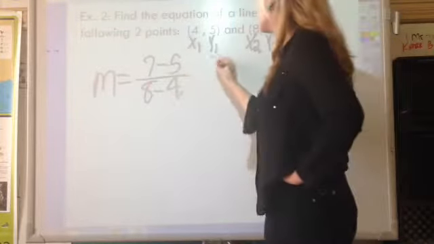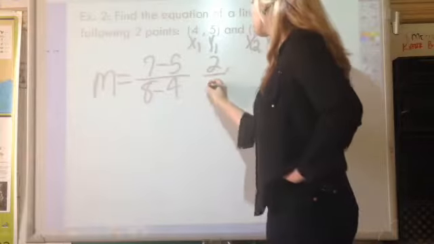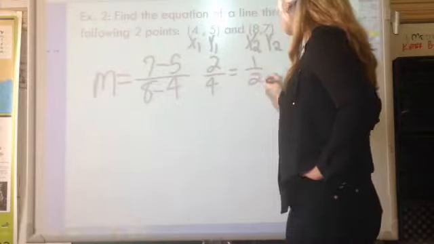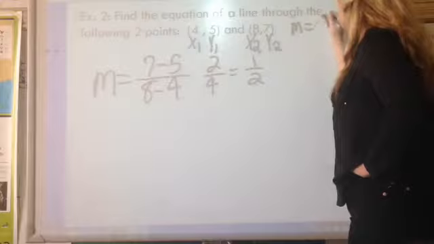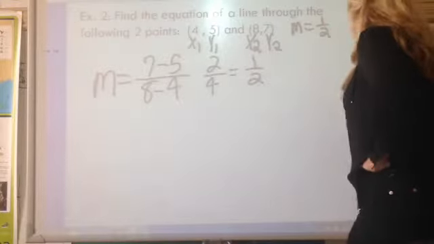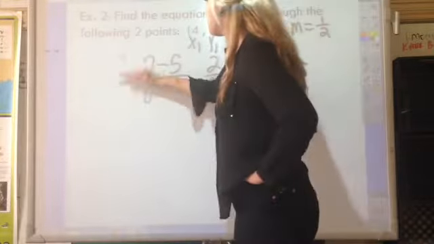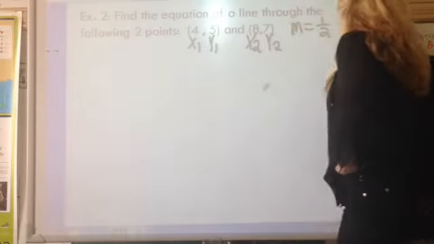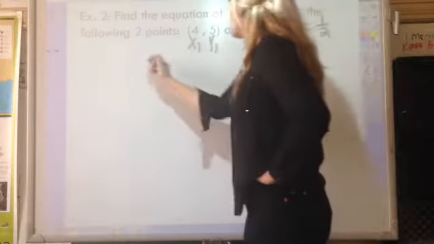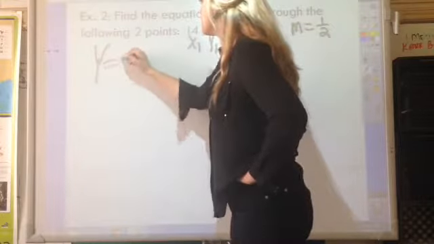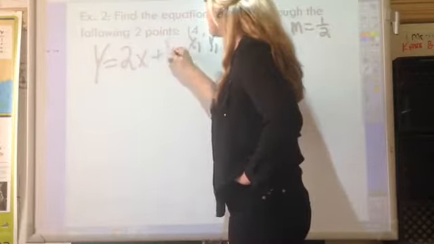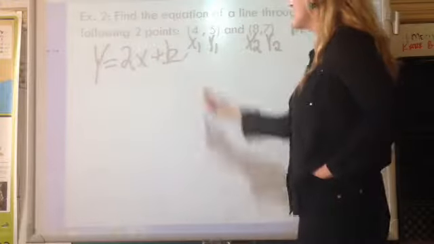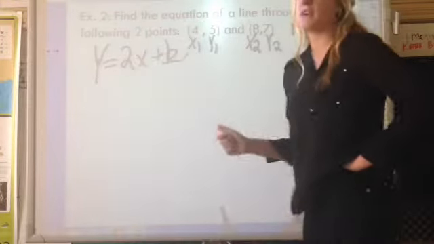7 minus 5 leaves me with 2. 8 minus 4 leaves me with 4. This reduces down to 1/2, so I know that m equals 1/2. Now all I have to do is plug m into my equation. Right now I have y equals mx plus b, and I need to figure out what b is. So I need to take my coordinates and plug them in for x and y.